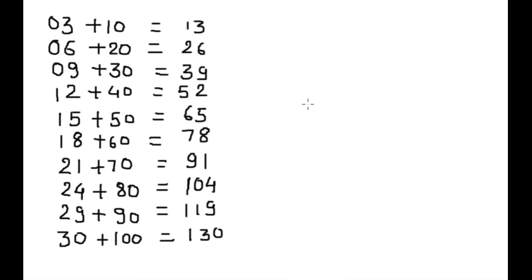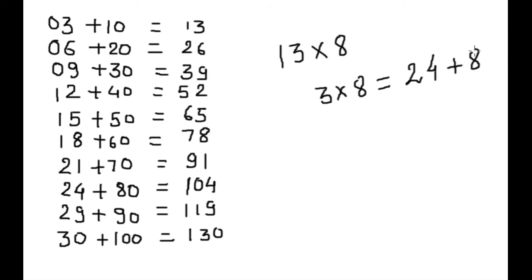Now there is no need to learn or memorize. If you want 13 into 8, only write 3 into 8, which is equal to 24, and do addition 80. It is 104. You can write it anywhere.